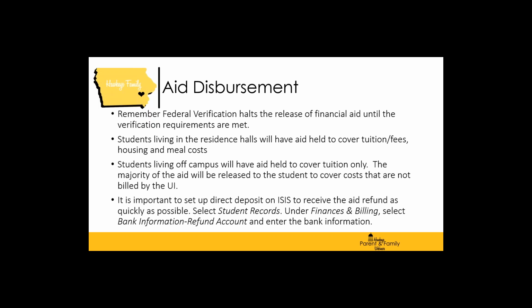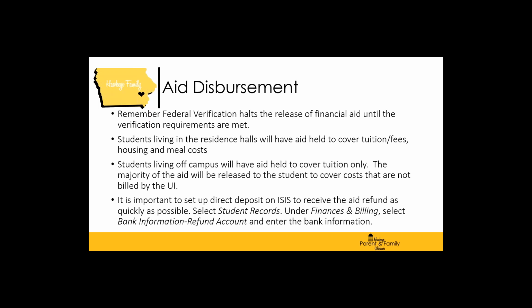And the best way to get that money to the student quickly is to set up direct deposit on ISIS. And so I've given you the path there. If the student logs into ISIS, they're going to select Student Records. Then under the Finances and Billing tab, they're going to select Bank Information Refund Account, and they're going to enter the bank information. Now the parent who applies for a PLUS loan can also set up direct deposit, but that is a paper form that they have to get from the billing office website. There is not an online form to do that.